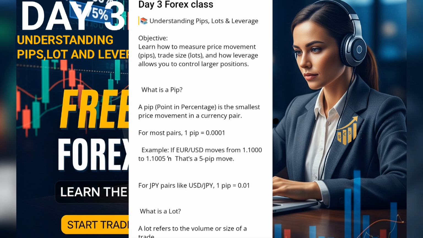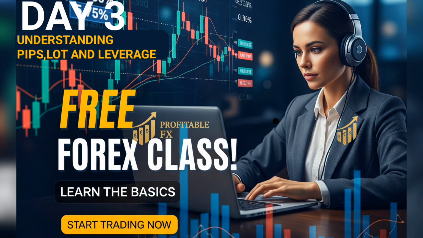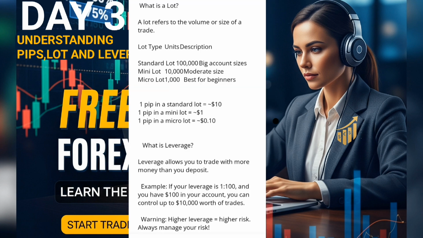What is a lot? A lot refers to the volume or size of a trade. Standard lot: 100,000 units, big account sizes. Mini lot: 10,000, moderate size. Micro lot: 1,000, best for beginners. 1 pip in a standard lot equals $10, 1 pip in a mini lot equals $1, 1 pip in a micro lot equals $0.10.